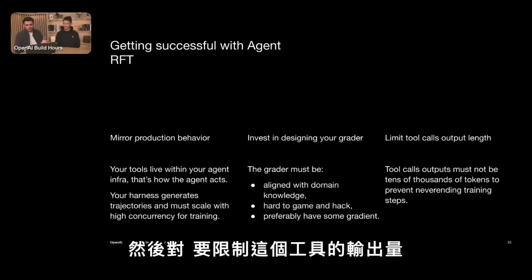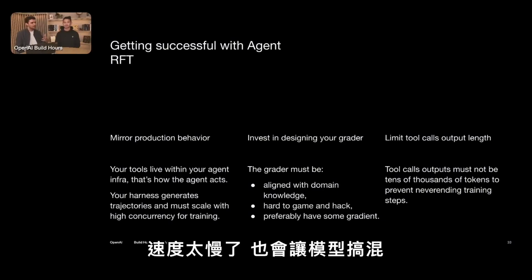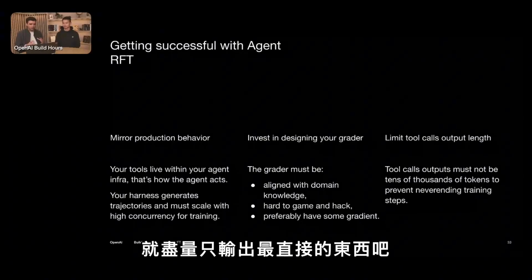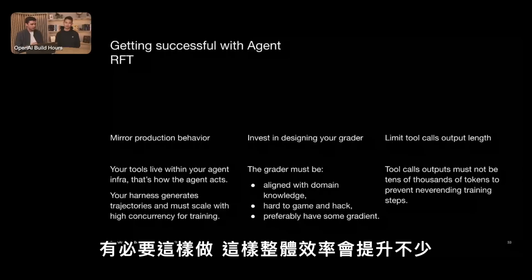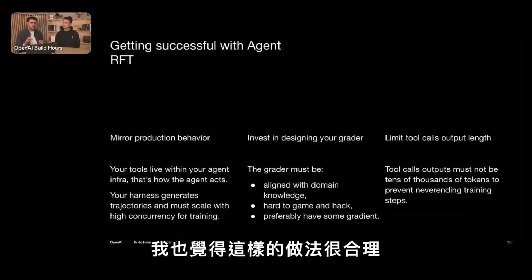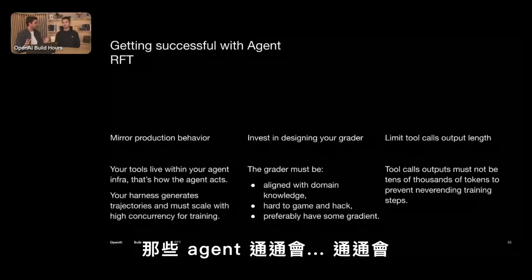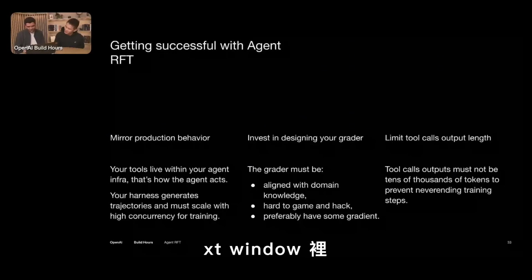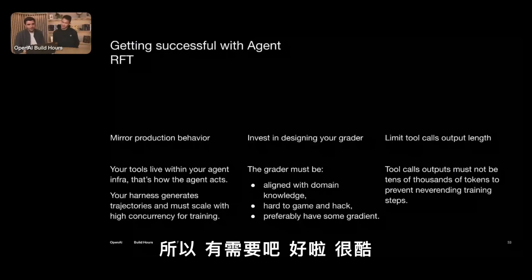All right, and then limit the tool call output length, because it's just going to make your training very slow and also going to confuse the model. So if you can work on outputting only what is necessary, that will make it more efficient across the board. I think that's also very reasonable for any agents and not just fine-tuning. Totally. And it saves you money too. You don't want to shove tons of useless tokens into the context window. So yeah. Totally.